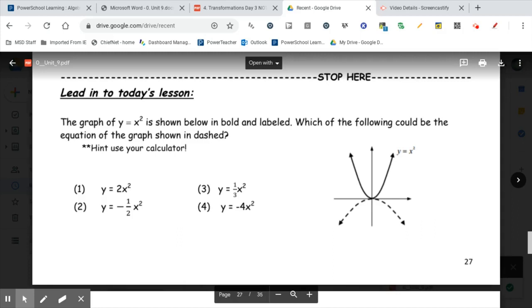Okay, to intro you into what we're going to actually be learning about today, what type of transformation is taking place, we're going to complete this next question. It says the graph of y equals x squared is shown below in bold and labeled. Which of the following could be the equation of the graph shown in dashed? So what I'd like you to do is, you can pause the video, put in y equals x squared into your y1 in your calculator, this original one, and then you're going to try putting in each of these and see which one you get that looks closely to this dotted one after the transformation takes place. So go ahead and do that now, and then you're going to pause the video, and then you're going to check. You should get, hopefully, option number 2.